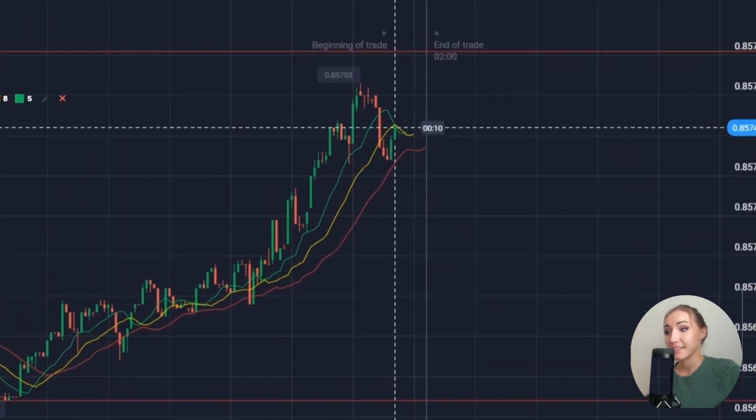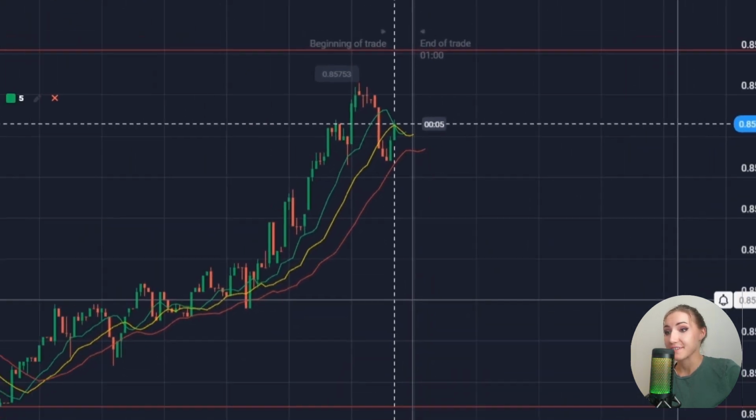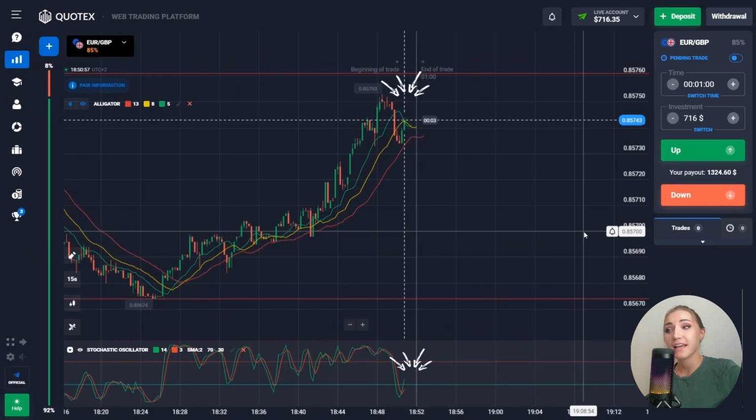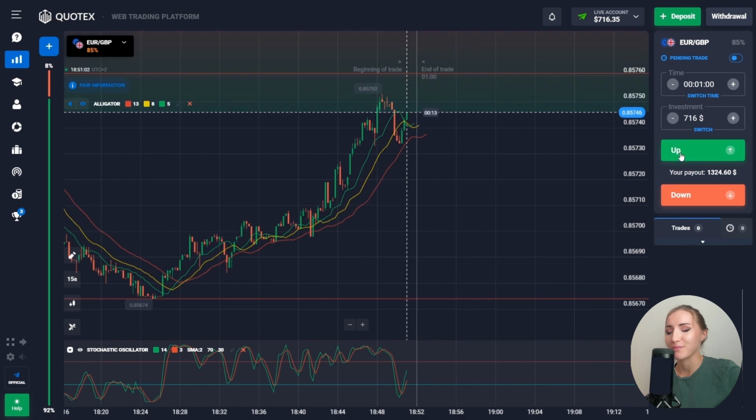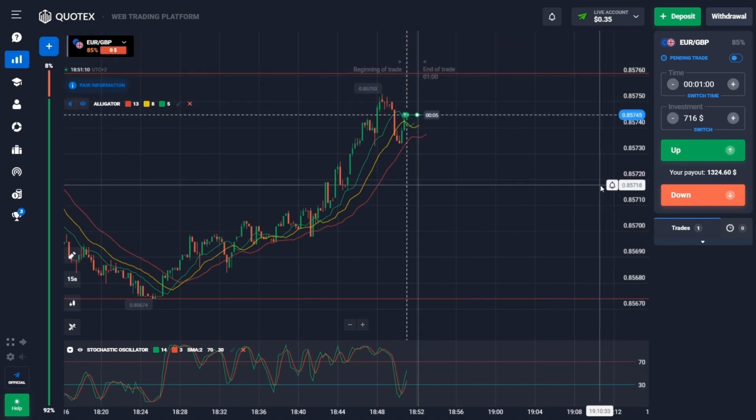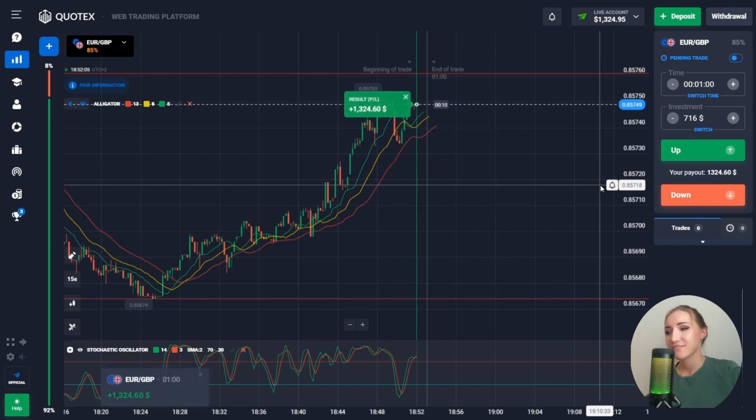Here the price bounced a little and then again goes up. I waited for more obvious signals on the indicators and I can invest my entire deposit amount for an up trade for 1 minute. So here the price really went up and I again got my profit.